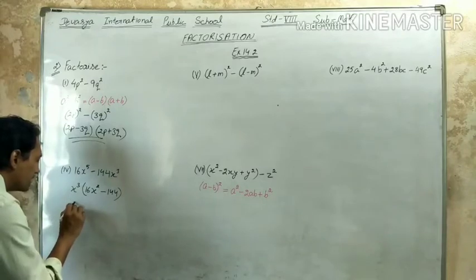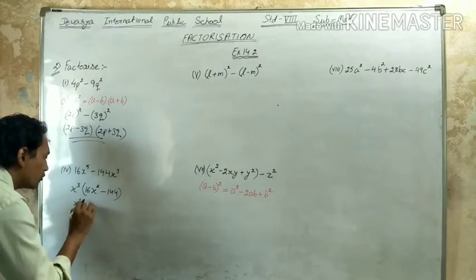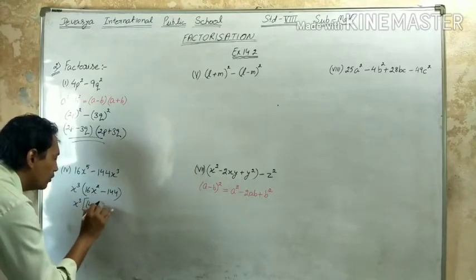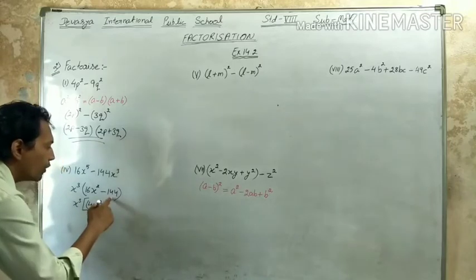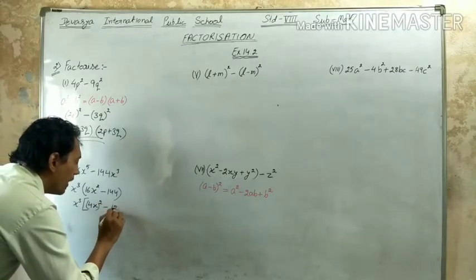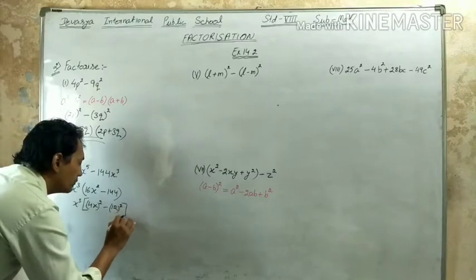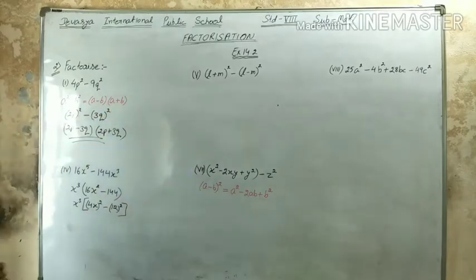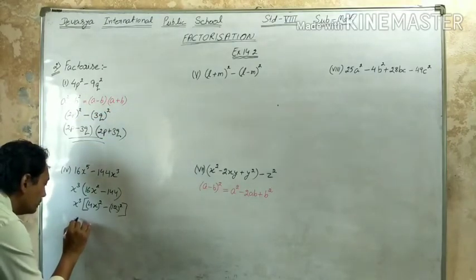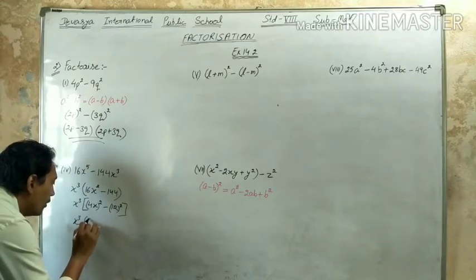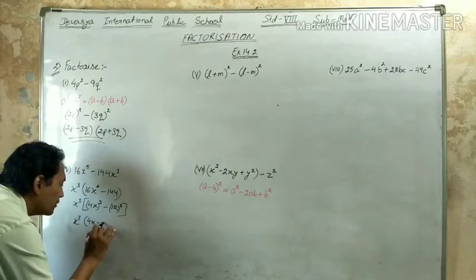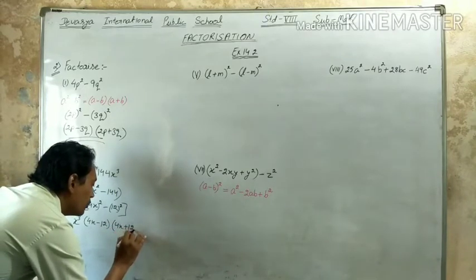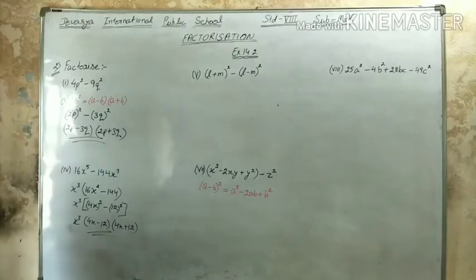We can write this as x cube, square bracket, 16x square can be written as 4x whole square, minus 144 can be written as 12 whole square. So again, using the same formula, a square minus b square is equal to a minus b into a plus b, we can write it as x cube into 4x minus 12 into 4x plus 12. So this is your factorization.